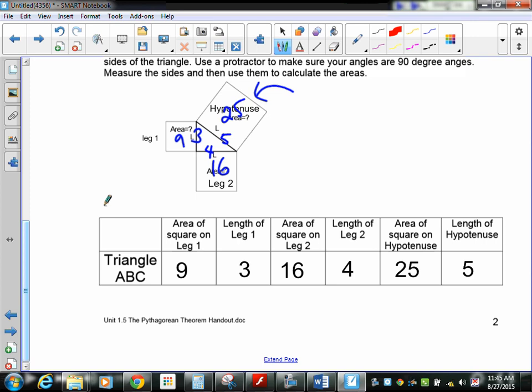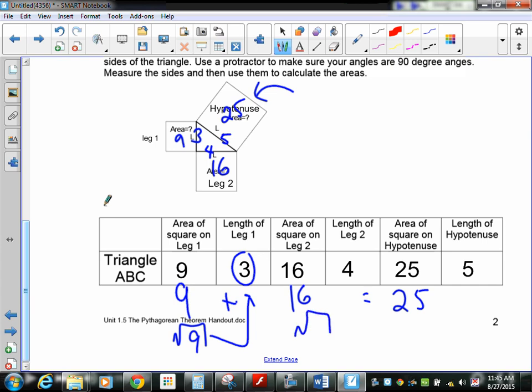Okay? And then what you should have realized is that 9 plus 16 equals 25. So if I add up these two numbers, which are the squares on the legs, you can get the square of the hypotenuse. Now we know that this here, 3, is just the square root of 9. You could find the 4 by taking the square root of 16, and the 5 by taking the square root of 25. So once I know the 25, the 16, and the 9, I can find the 4, the 3, or the 5. So if I have any 2, I can find the third one.